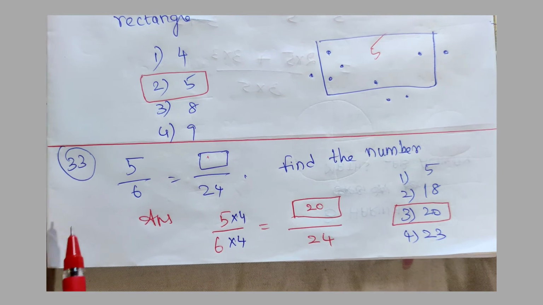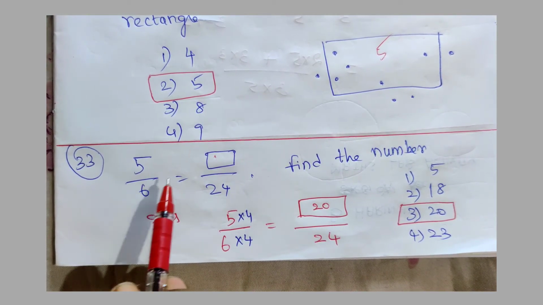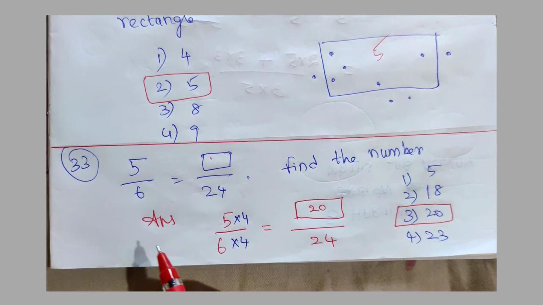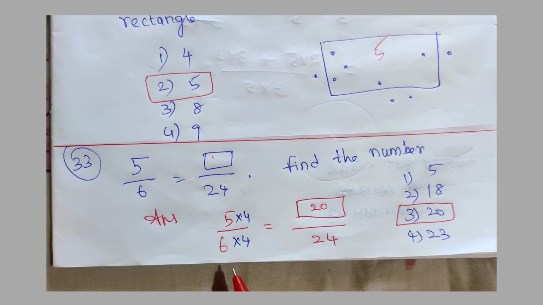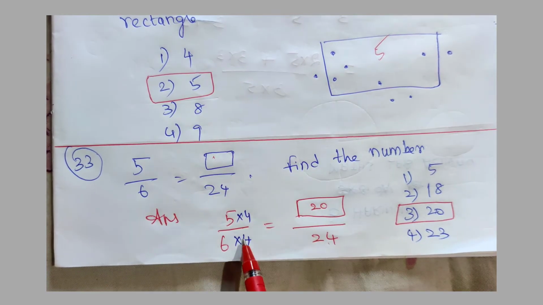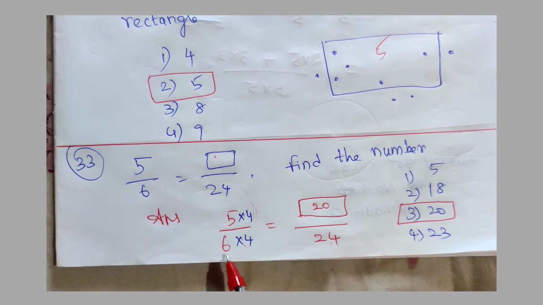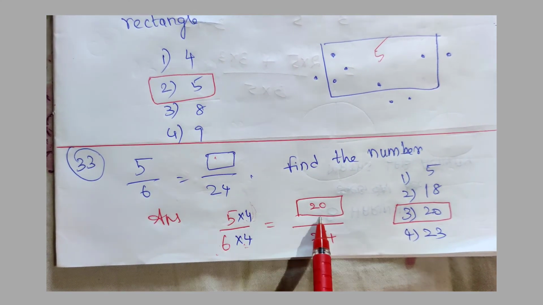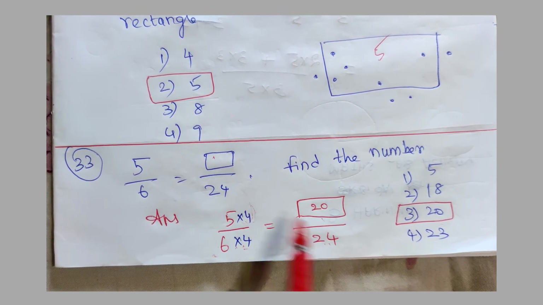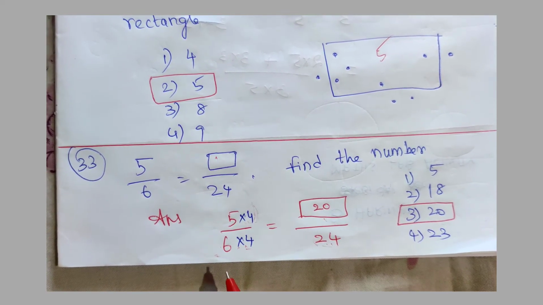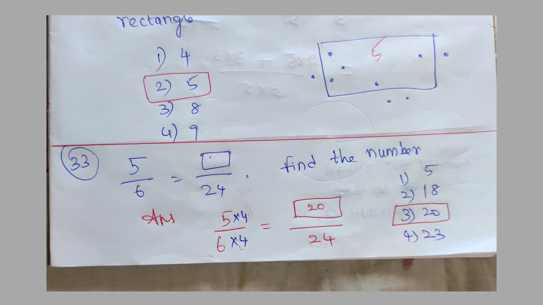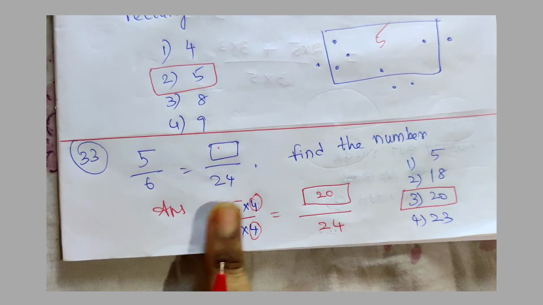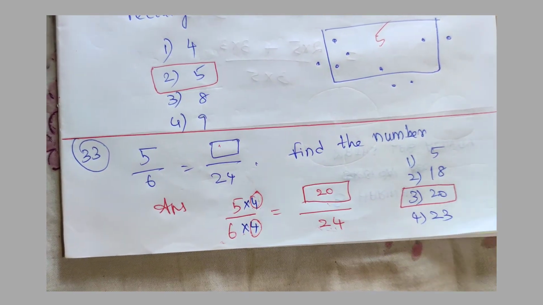Next, 33rd question. 5 by 6 is equal to dash by 24. You have to find the number. See, 6 into 4 is 24. So in the top also you have to put the same number. 6 into 4 is 24, so 5 into 4 is 20. How do you get 24? 6 ones are 6, 6 twos are 12, 6 threes are 18, 6 fours are 24. What number you put down, the same number you have to put up. 5 into 4, how much? 20. So your answer is 20.